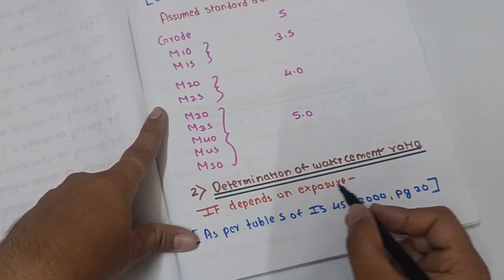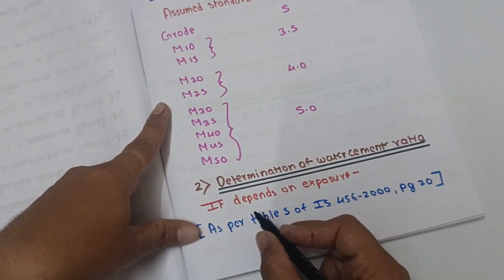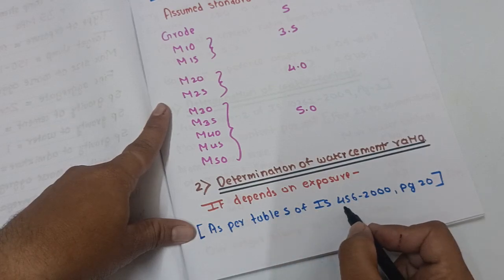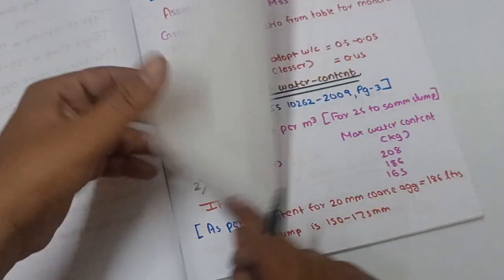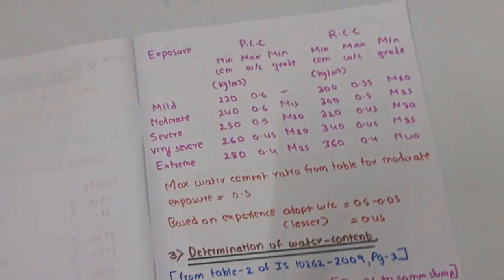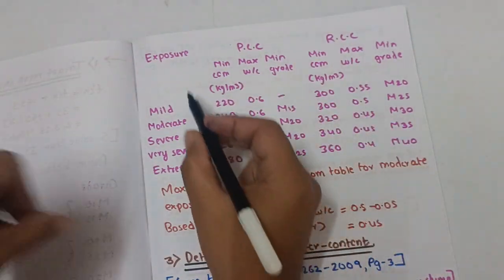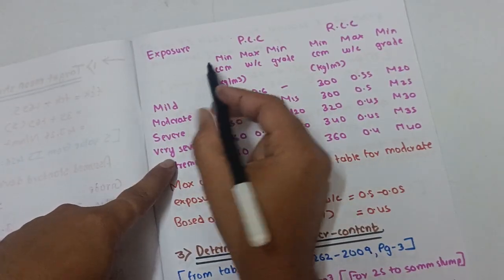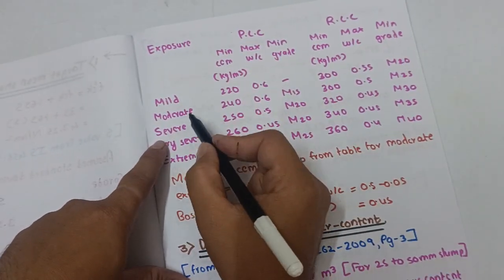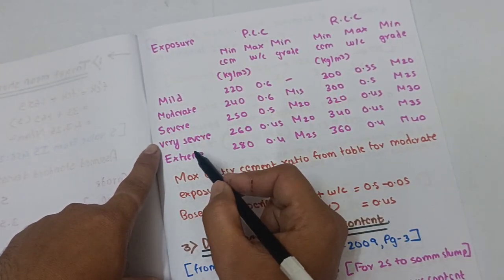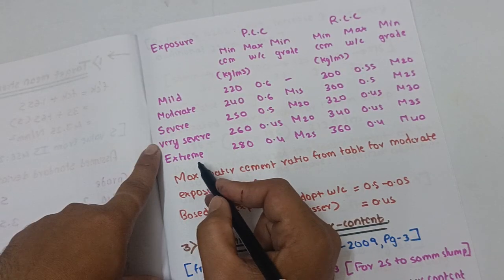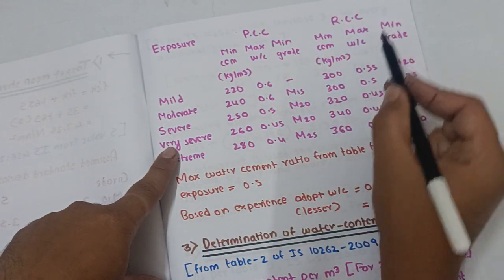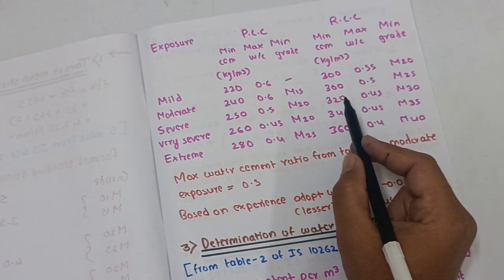Determination of water cement ratio. Second, it depends on exposure. As per table 5 of IS 456 2000, page 20. This is the table of the IS code mentioned below. This shows mild, moderate, severe, very severe, extreme conditions. And for PCC and RCC, we are calculating for RCC.